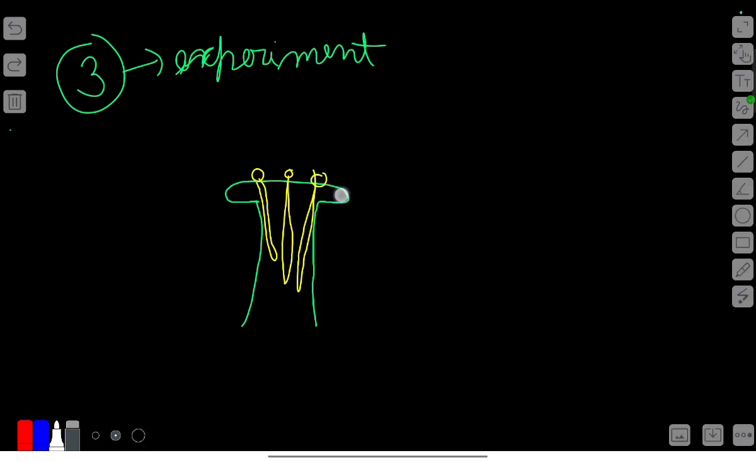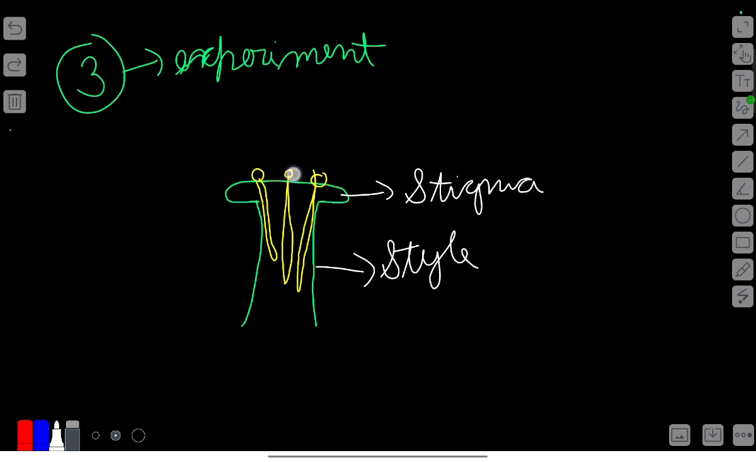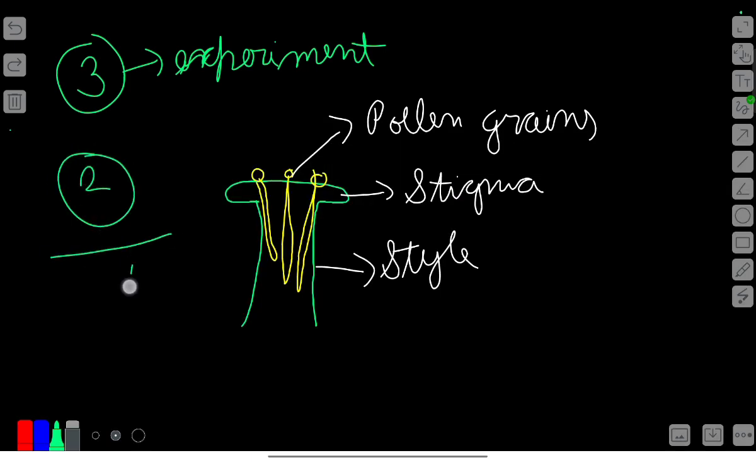Naming the whole thing, this part is the stigma, and this is our style. This is the pollen grains. So that's all, and this would give you the remaining 2 marks. Totally you're going to get 5 marks if you do only so much. That's all to be done in the second experiment. You might or might not get it. Okay, this was the second experiment.